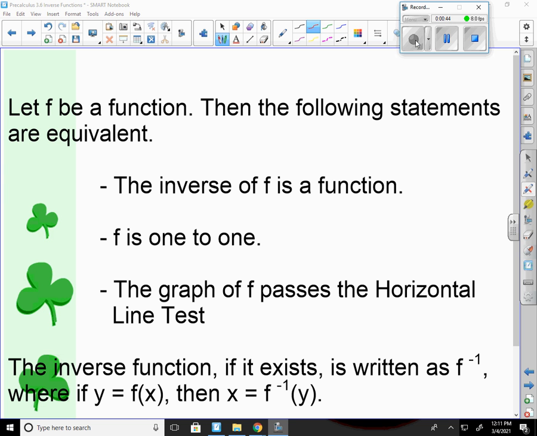The inverse function, if it exists, is written as f to the negative first power, where if y equals f of x, then x equals f inverse of y. All that's saying is we just do the opposite of what we did yesterday as far as flipping your x and y and then solving.